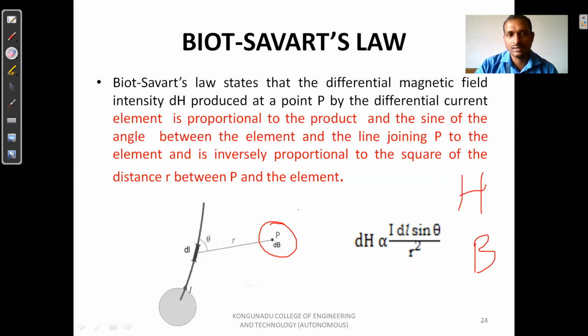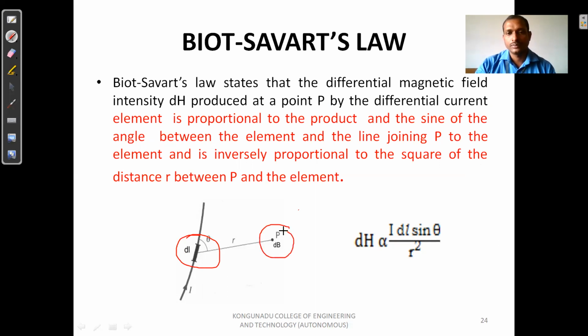The Biot-Savart law states that the differential magnetic field intensity dH produced at a point P by the differential current element is proportional to the product of the current element, that is I dl, and sin theta, and is inversely proportional to the square of the distance r between the point P and the element.